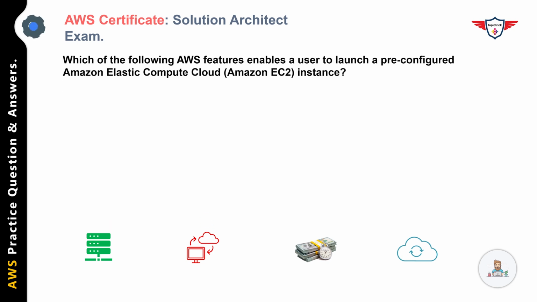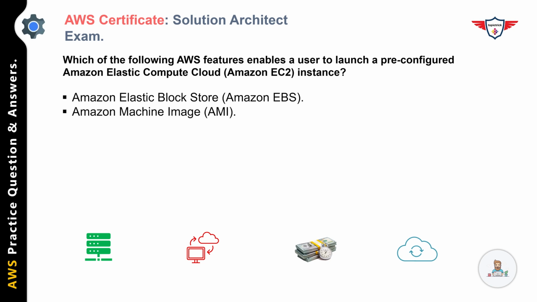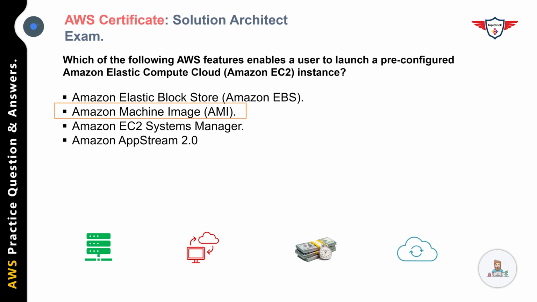Which of the following AWS features enables a user to launch a pre-configured Amazon EC2 instance? And your options are Amazon Elastic Block Store, that is Amazon EBS, Amazon Machine Image, that is AMI, Amazon EC2 Systems Manager, and the last one is Amazon AppStream 2.0. And the correct answer is Amazon Machine Image, that is AMI. AMI provides the information needed to launch an EC2 instance.